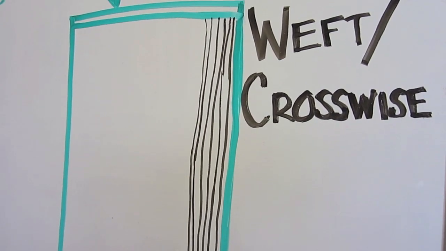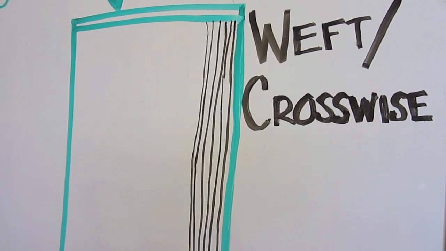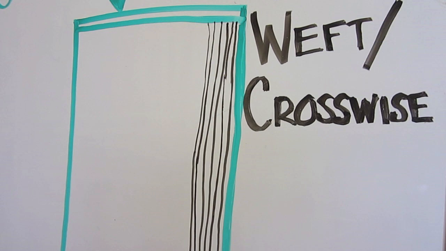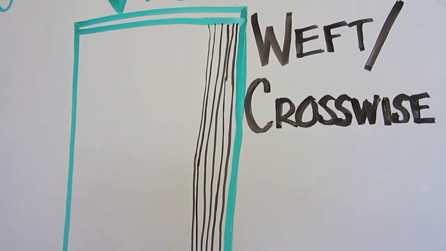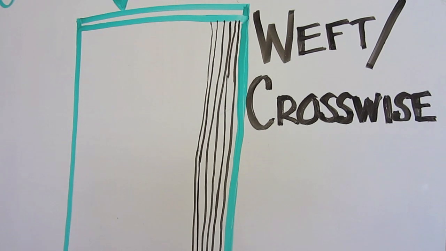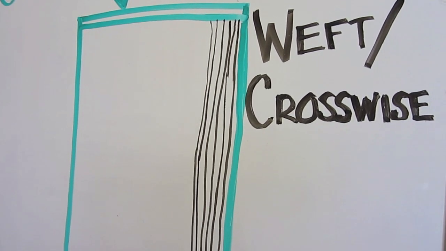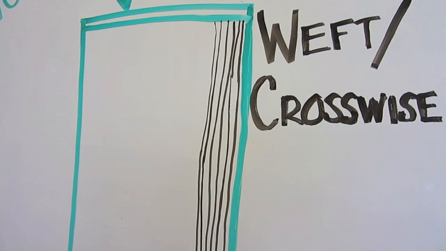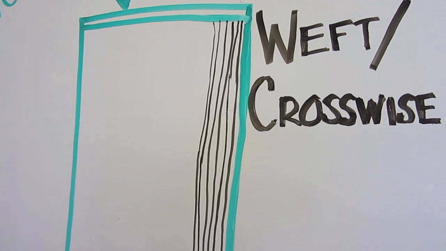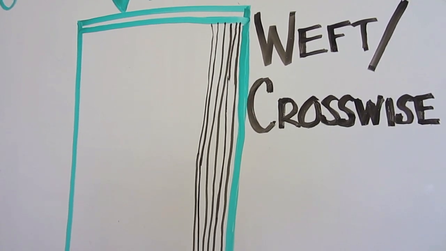Weft or crosswise is the second thread that woven is made up of. I have shown it on the board with the black lines. I'm sorry they're not perfectly straight. It was really hard to draw on the whiteboard. Weft threads run perpendicular to the selvage edge, and they typically have more stretch, which is why they're usually the threads that are running around your body.